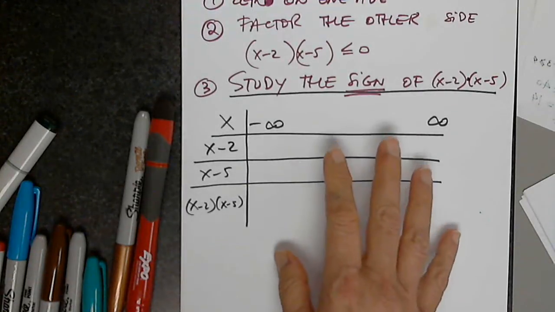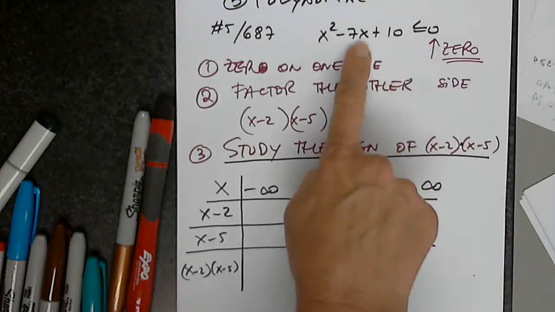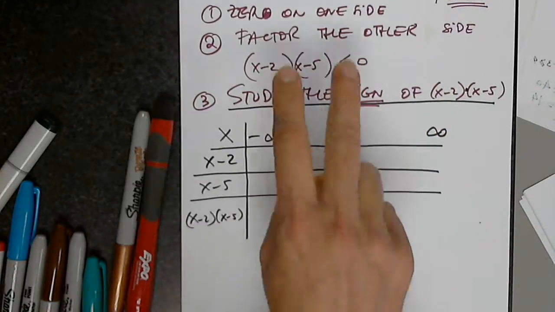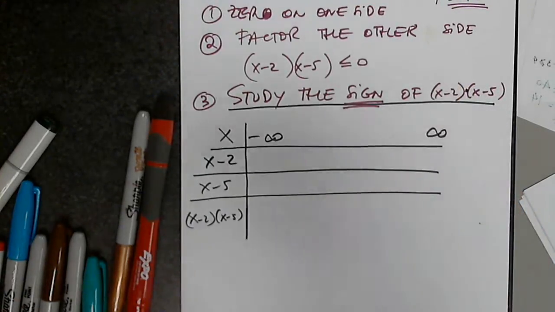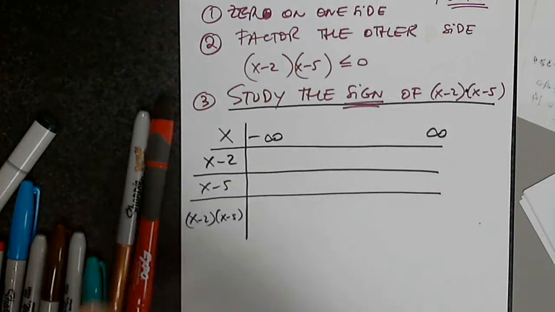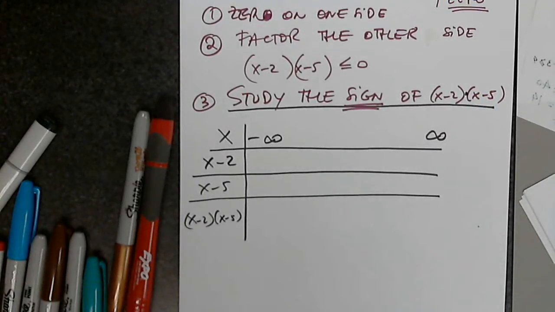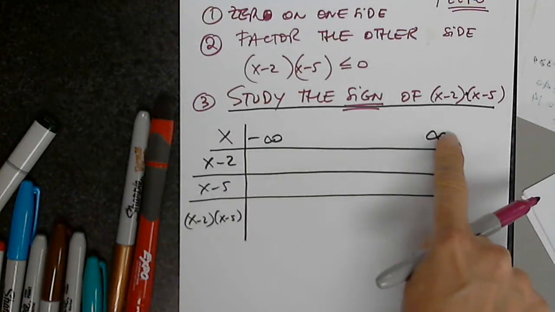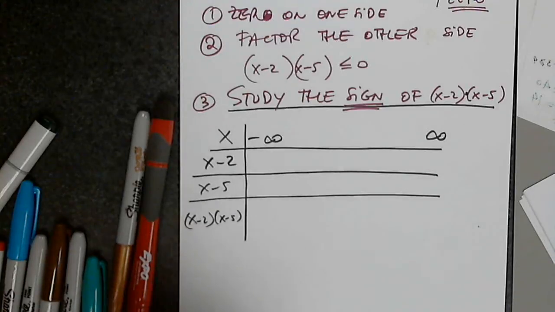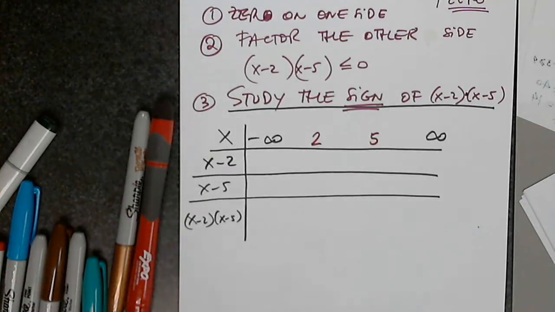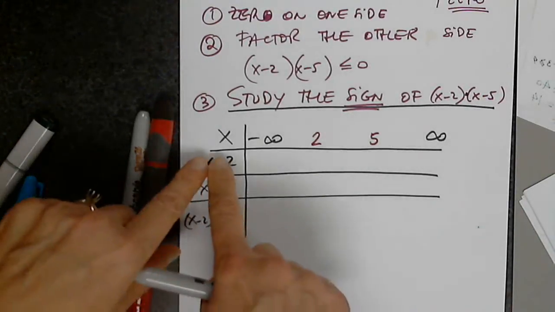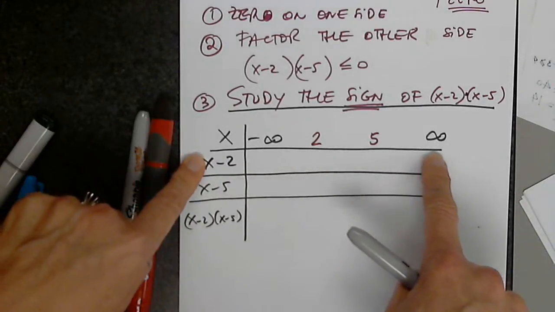In order to study the sign one more time, I have to have 0 on one side, and I have to have a product on the other. Both conditions are fulfilled. Now, I need to ask myself, for which x value is x minus 2 zero? X minus 2 will be 0 when x is 2. For this one, x minus 5 will be 0 for x equals 5. These numbers have to be put in the x values in ascending order. So I have 2 and 5. 2 is first, 5 is second.